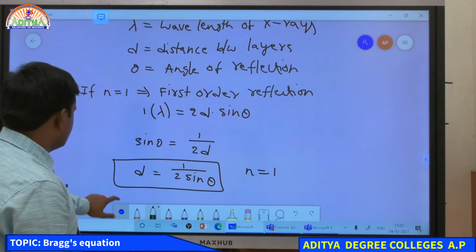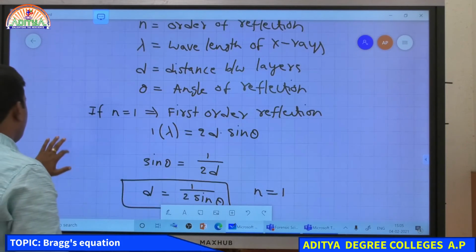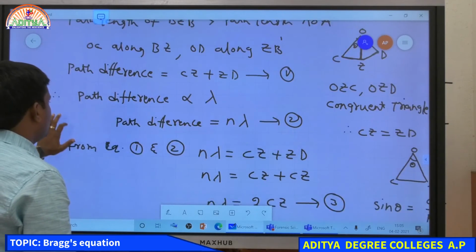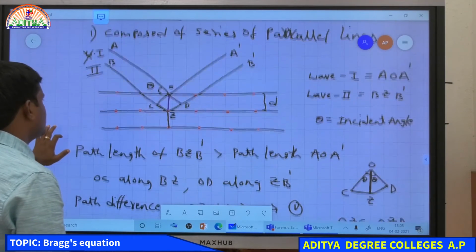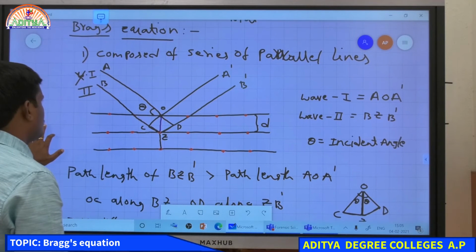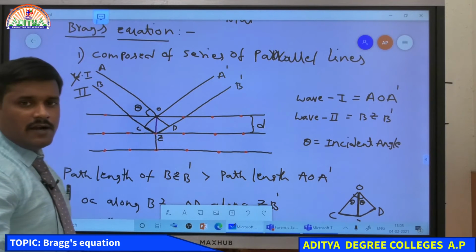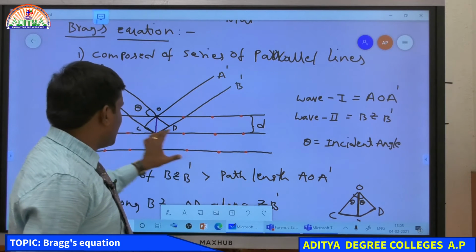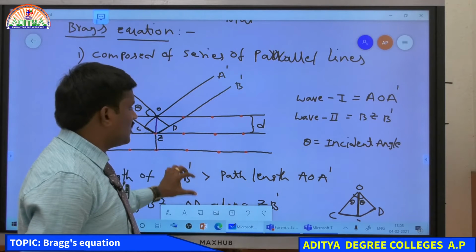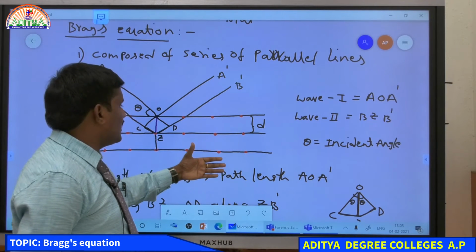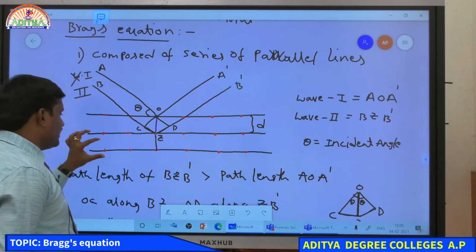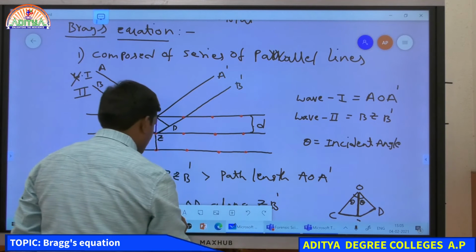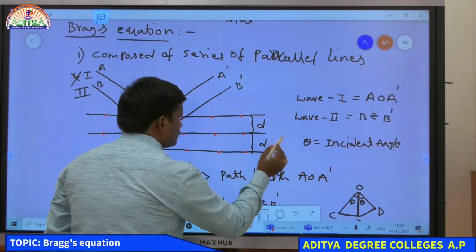So look at the derivation again. First of all, Bragg's equation. So Bragg derived an equation which represents the study of crystals, right? According to Bragg, every crystal is composed of a series of parallel lines. So these are the parallel lines, first line, second line, third line, fourth line, like that. So in this, the distance between each layer is constant. So here the distance between these two layers is d, similarly this distance is also equal to d.